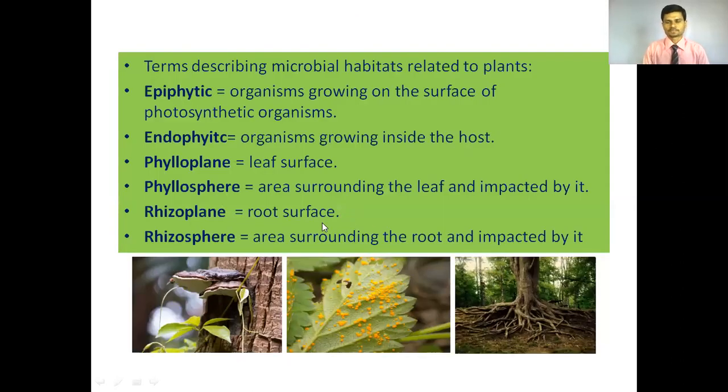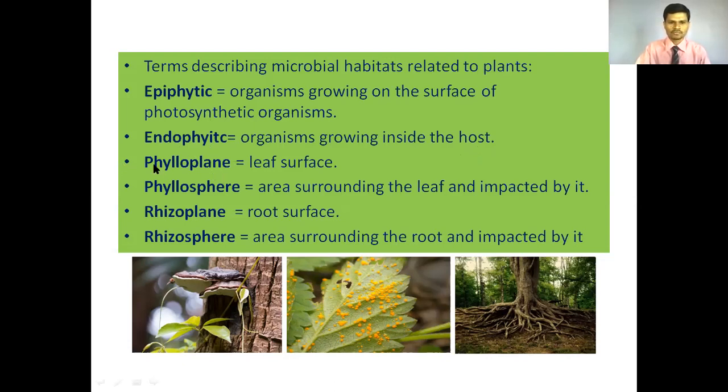Some more terms which we come across while studying plant pathology. Epiphytic: an organism growing on the surface of a photosynthetic organism, meaning an organism that can grow on another plant. It's called an epiphytic plant. An epiphytic pathogen may be a plant or any kind of microorganism. Endophytic: organisms growing inside the host. Endo means inside, phytic means plant, so an organism which grows inside the plant.